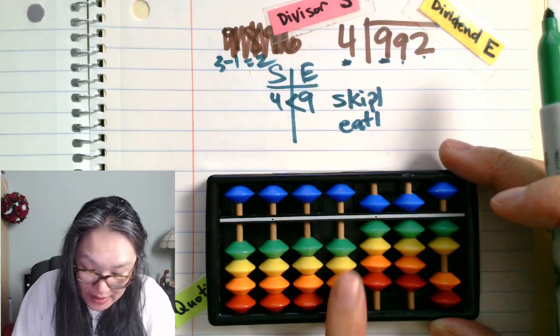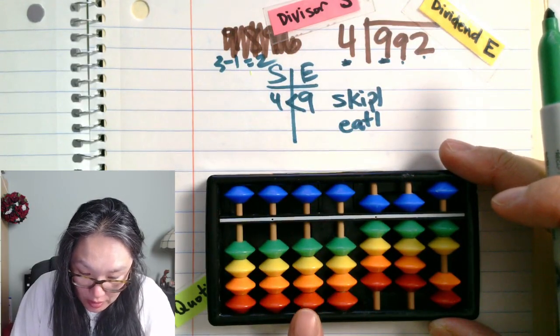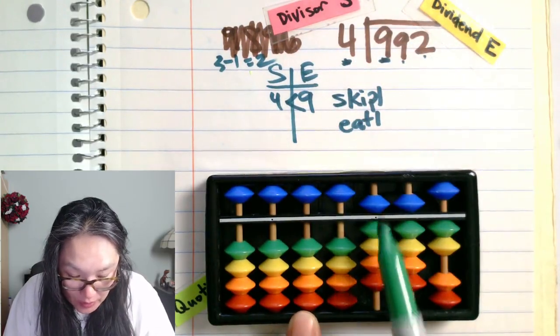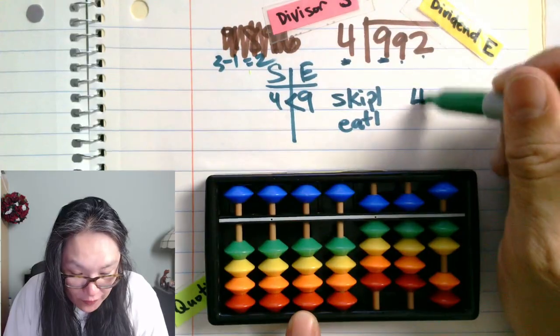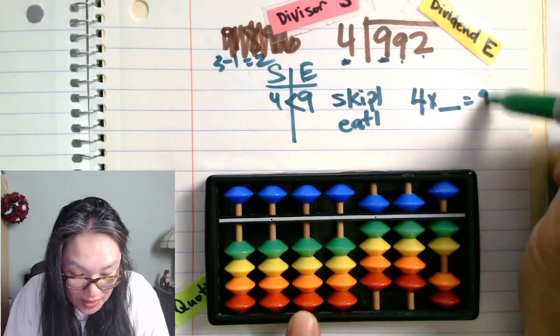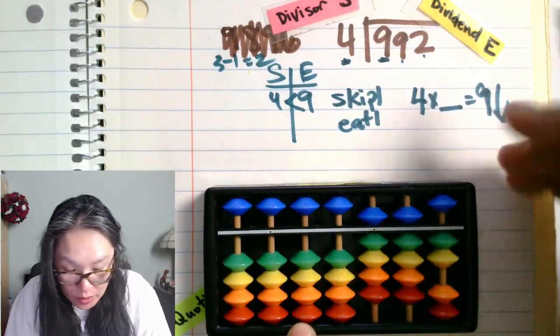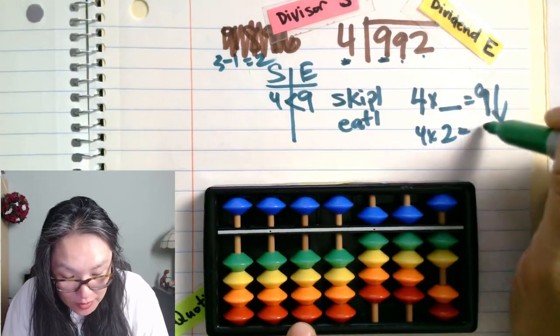So I'm going to skip one column. This is the column I'm going to skip. I'm going to put my answer here. And then I have my question. Because I need to take away the 9, my question is: 4 times what is equal to 9 or less? 4 times 2, correct. So 4 times 2 is equal to 8.